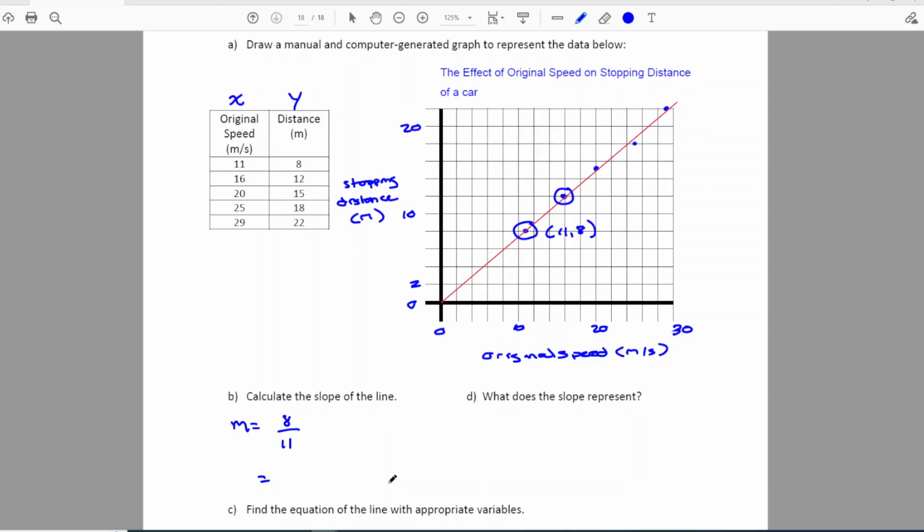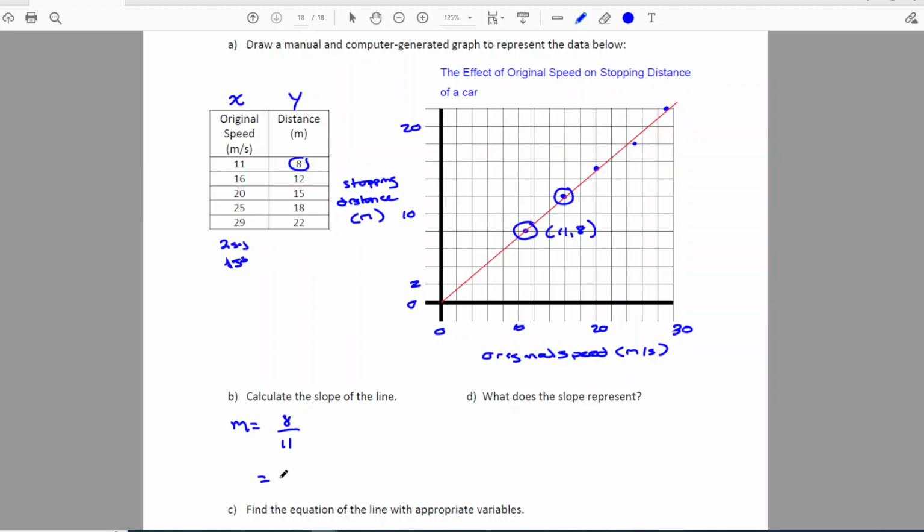What is that going to give me? 8 divided by 11. Now this is where I always get really confused about sig figs. Even myself, I will not say I'm perfect with this. My original speed had all 2 sig figs, and my distances all had 2, except for this 8 had only 1 sig fig. So I don't take marks off. It's kind of a judgment call at this point. I think if you're actually doing data, there'd be some more things in there to let you know what to do. I'm going to call it 2 sig figs.